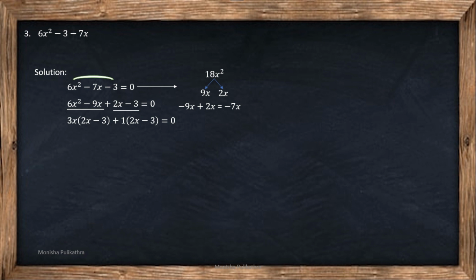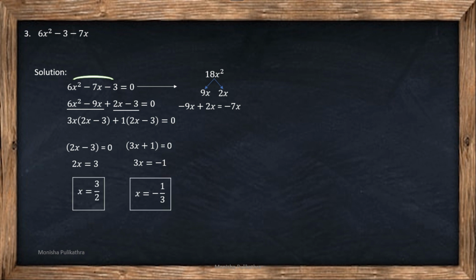Next, separately equate it to 0. 2x minus 3 is equal to 0 and 3x plus 1 is equal to 0. When you shift minus 3 to the right hand side, it will become plus 3. And when you shift plus 1 to the right hand side, it will become minus 1. So the answer is x is equal to minus 1 by 3 and x is equal to 3 by 2. These are the zeros of the polynomial of that equation.